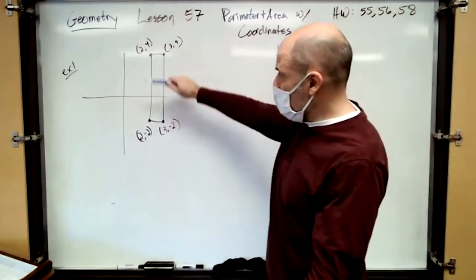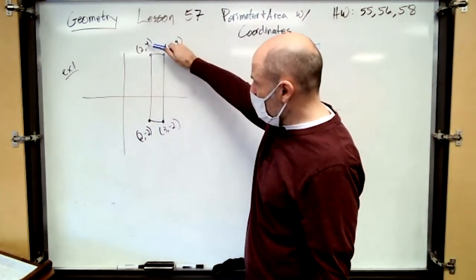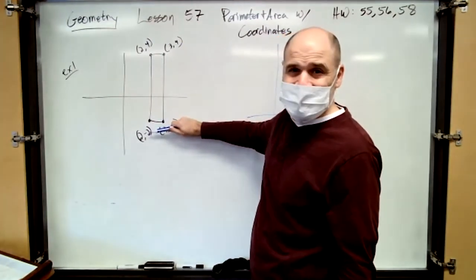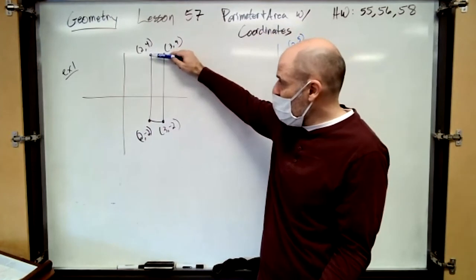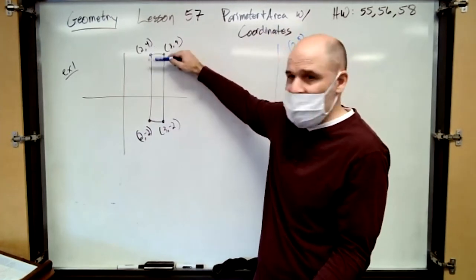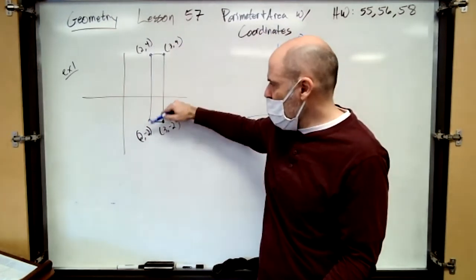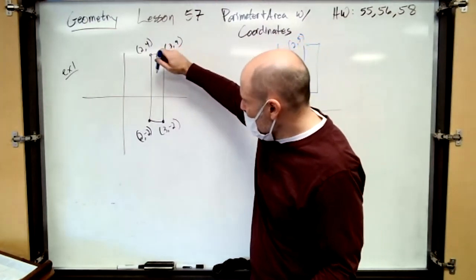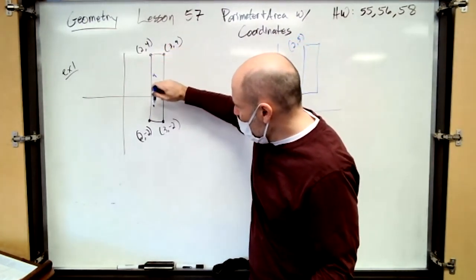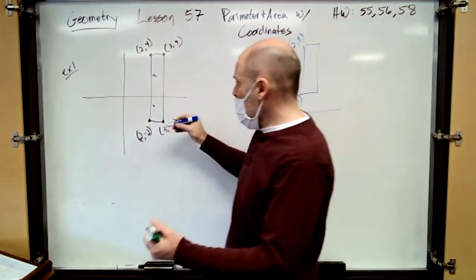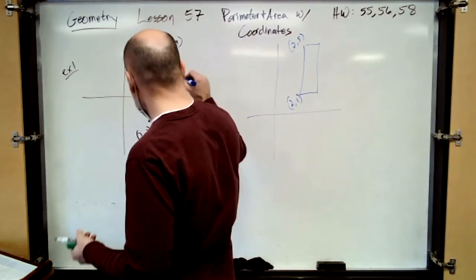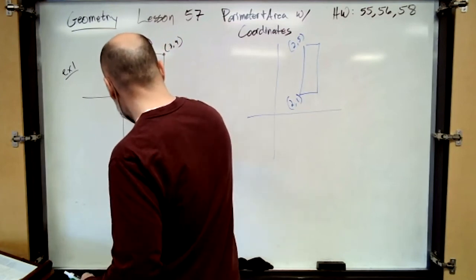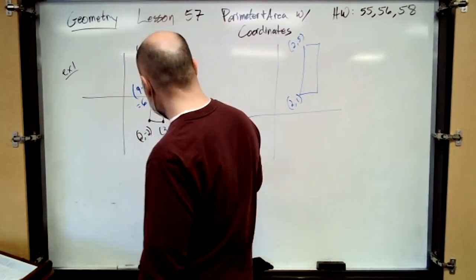So how do you calculate this distance? 4 - -2. Or if you pretended there was hash marks, if it's (2, 4), that means this is up 4. And if this is (2, -2), that means that's down 2. So that's 4 and that's 2, right? Or you could just say this is 4 - -2. So what is it, Kate? 6. 6. So if that's 6, this is 6.